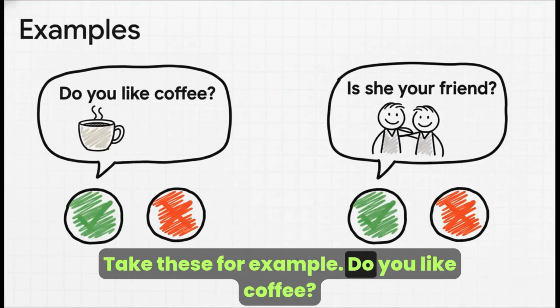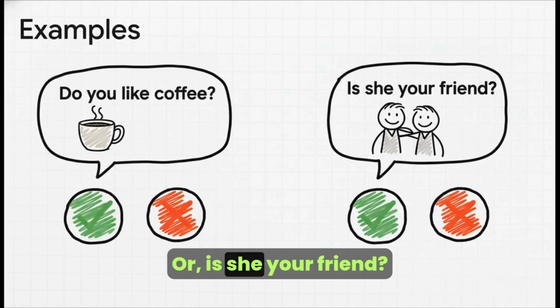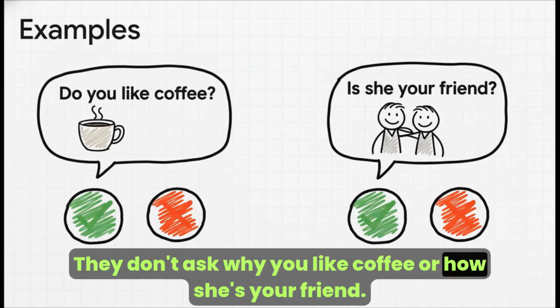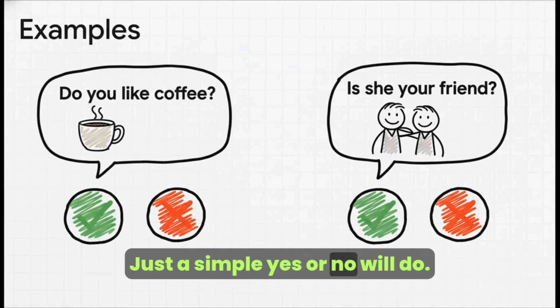Take these for example. Do you like coffee? Or is she your friend? See, both are perfect. They don't ask why you like coffee or how she's your friend. Just a simple yes or no will do.